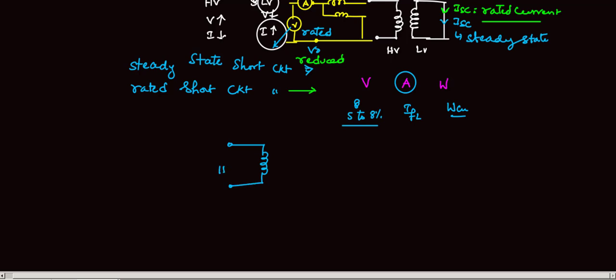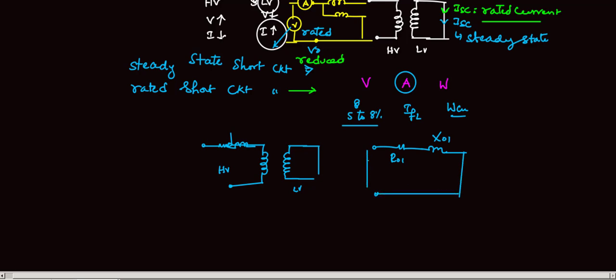You observe here, this is the HV winding and this is the LV winding. I have short circuited it and measured all the parameters here. I can transfer the secondary side to the primary side. You can see here, this is R01 and this is X01, and this is short circuited.